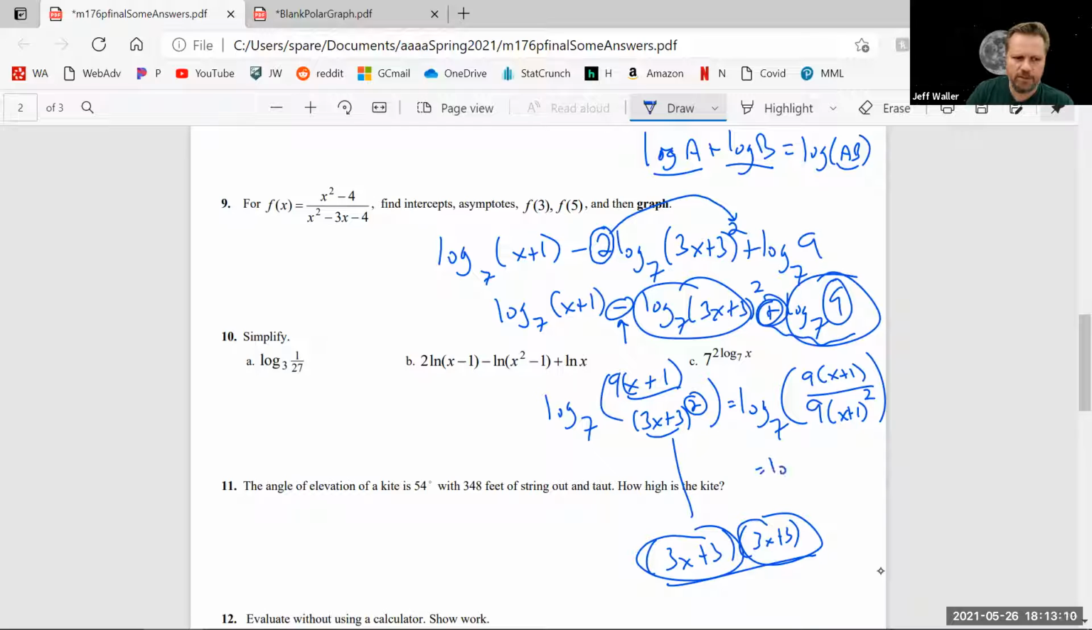And then what happens here? Well, a 9 cancels and an x plus 1 cancels. So I end up with 1 over x plus 1. Done. All right.